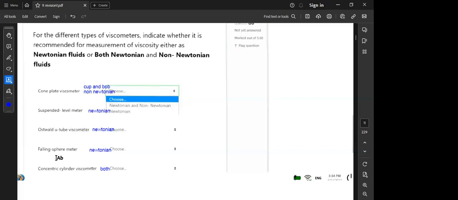Okay, so according to Shina's notes, the cone and plate viscometer. Okay, not mine, Dr. Muniendo's notes. So the cone and plate viscometer is for the non-Newtonian fluid. Suspended level meter is for the Newtonian fluid. Ostwald U-tube viscometer for Newtonian. Falling sphere, Newtonian. Concentric cylinder is for both.